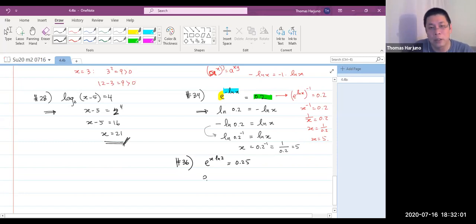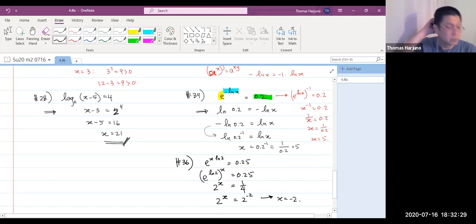I will rewrite it as e to the ln 2 to the x equals 0.5. So e to the ln 2 is 2, while 0.25 is 1/4. It's 2 to the power negative 2. That's how we get x equals negative 2.